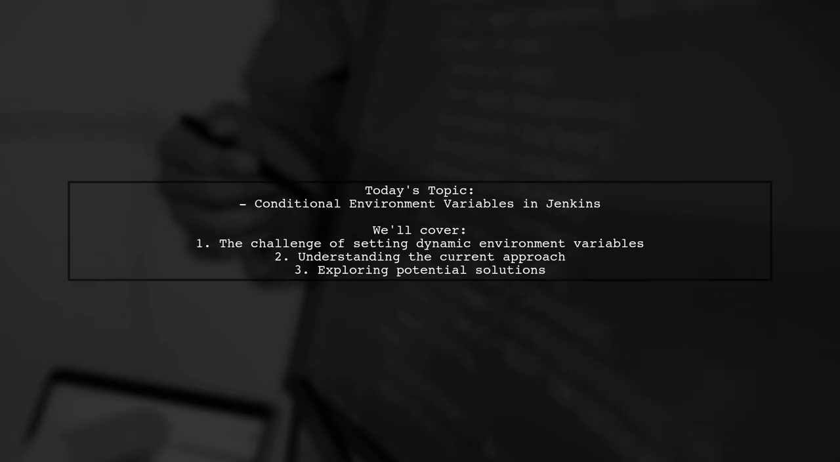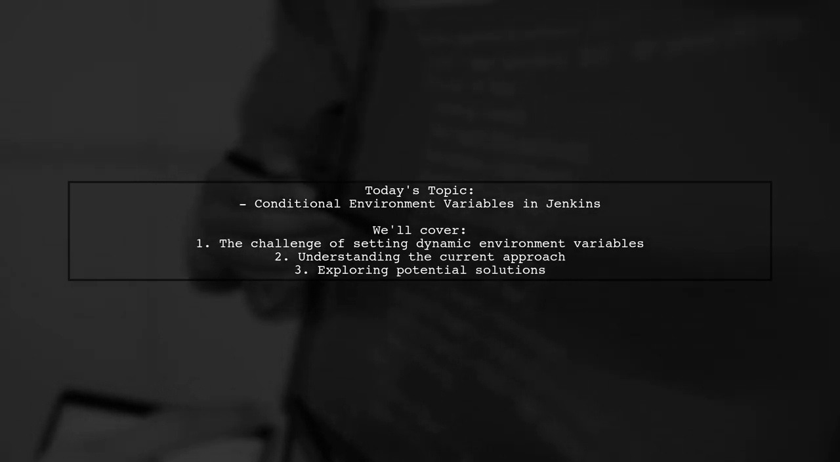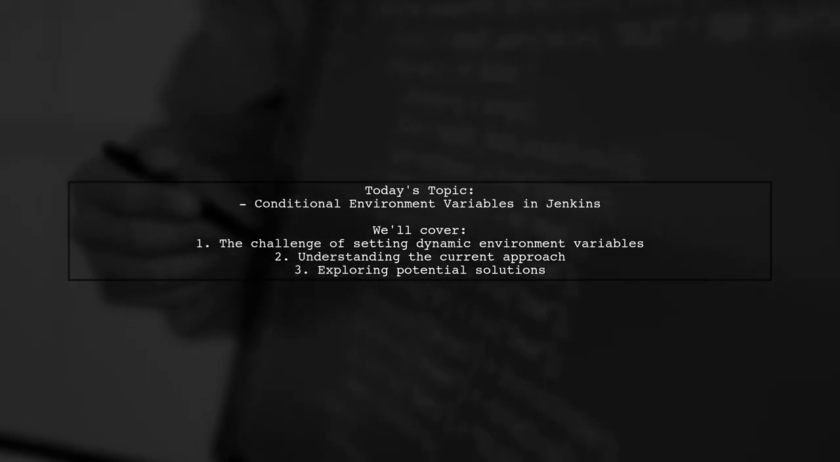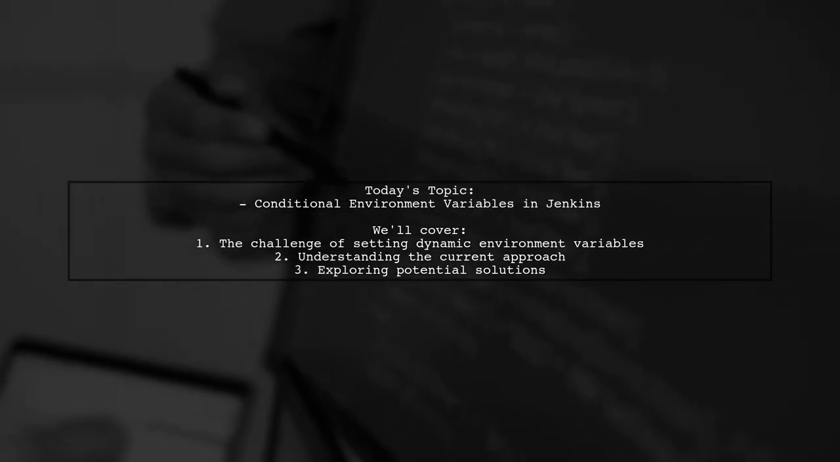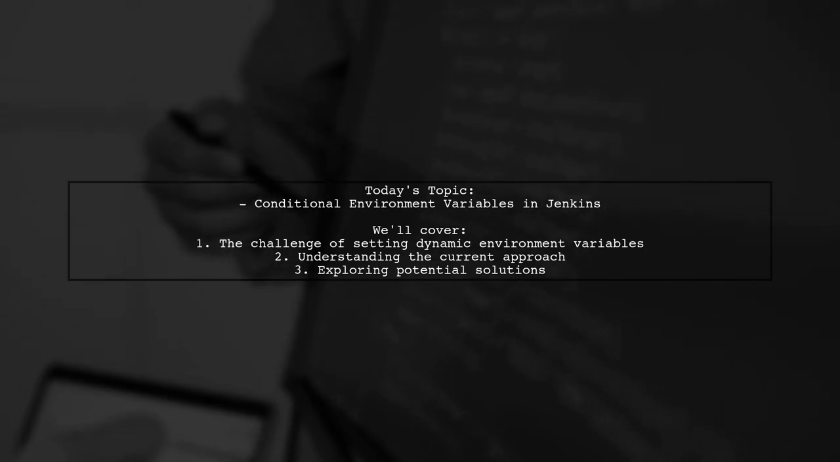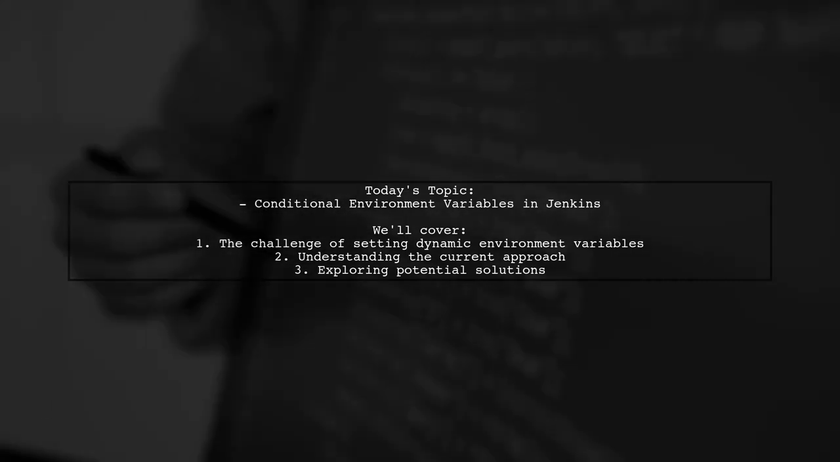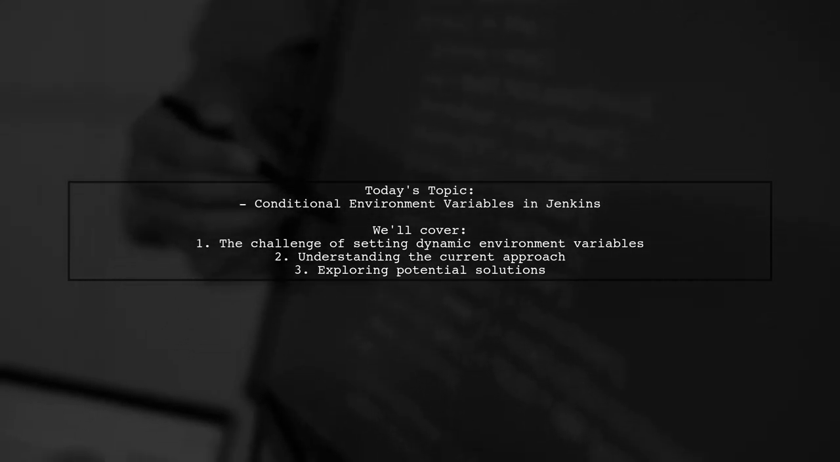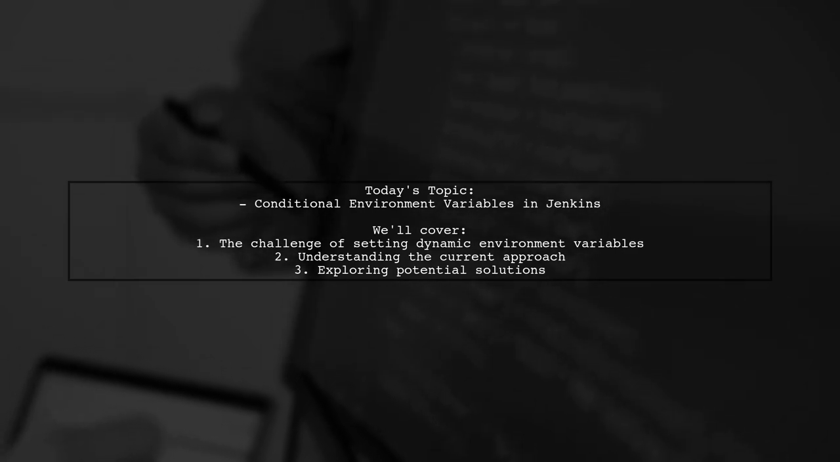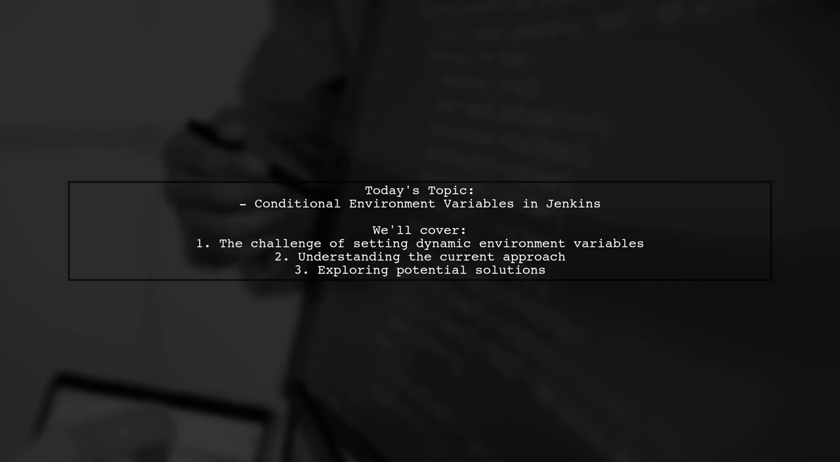Today, we're tackling a question that many Jenkins users encounter. Our viewer is looking for a way to set conditional environment variables in a Jenkins declarative pipeline. They want to know how to override default values based on specific conditions, like the branch being built. Let's dive into the details and see how we can solve this challenge together.